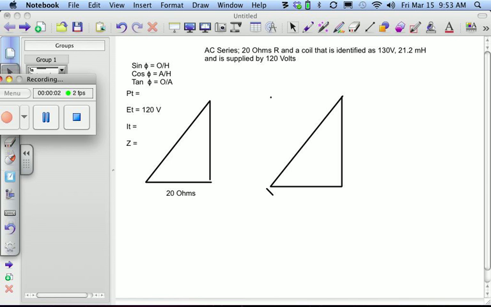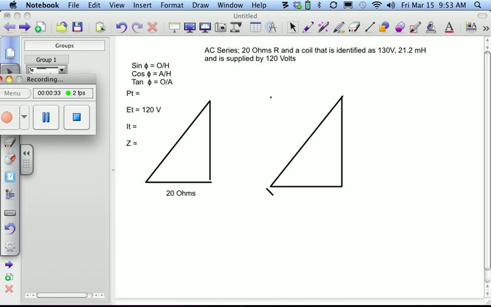Okay, so we have an electrical circuit, and we know a couple things about it. We've taken the resistance of it, and it has 20 ohms of pure resistance, and it has a piece of equipment on it that is stamped 130 volts, 21.2 millihenries, and it's supplied by 120 volts. So what can we figure out from this?